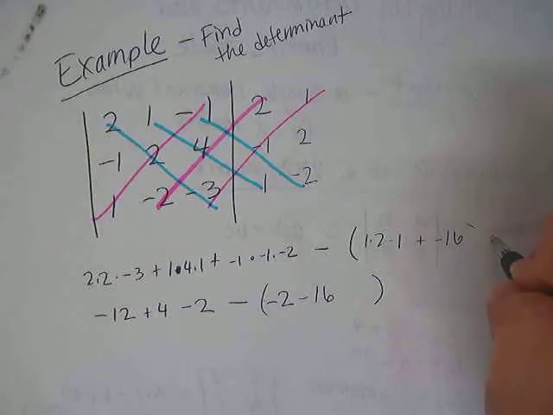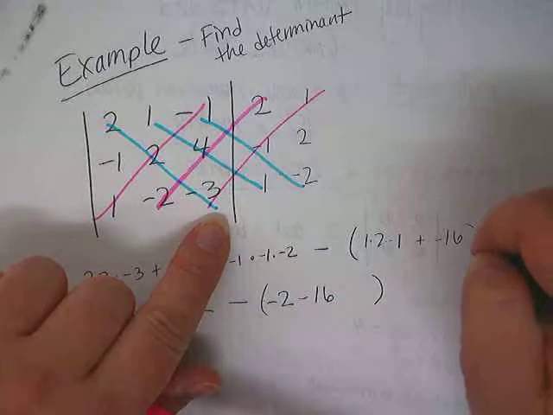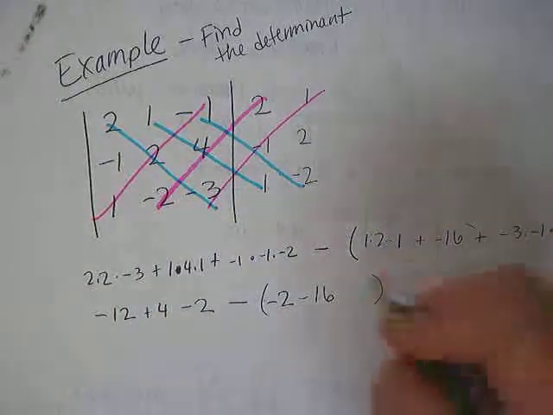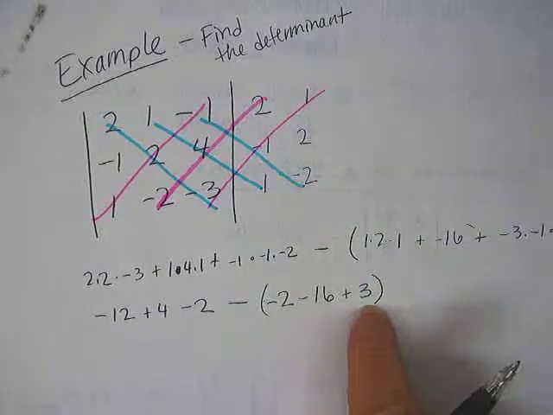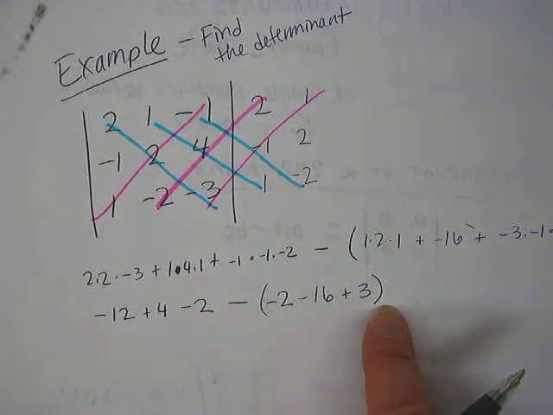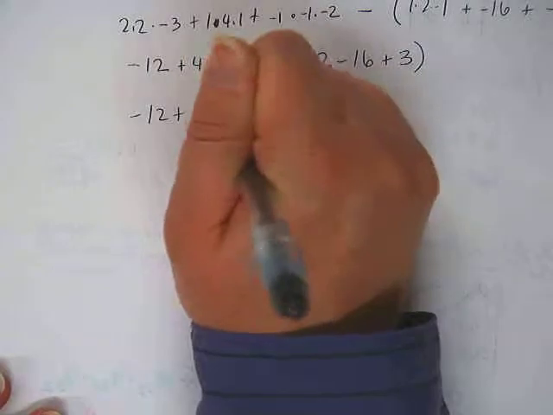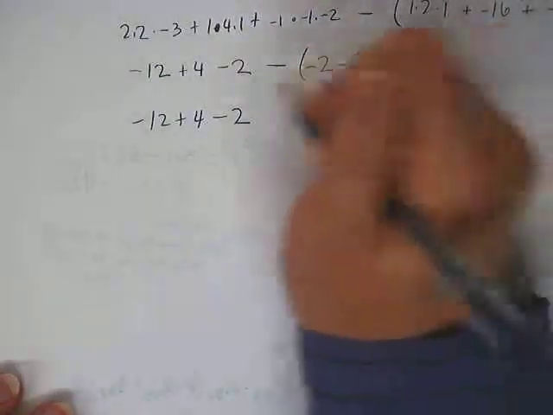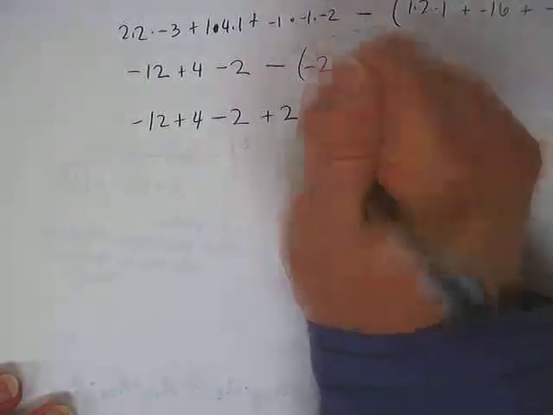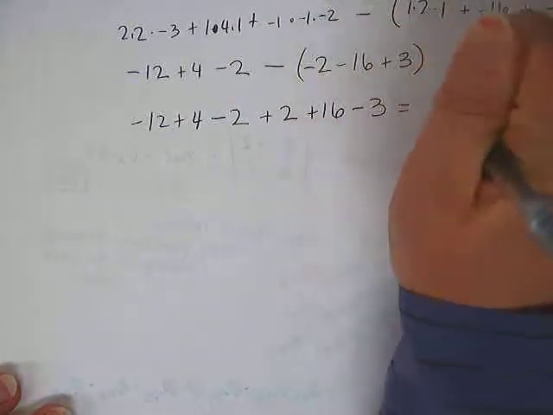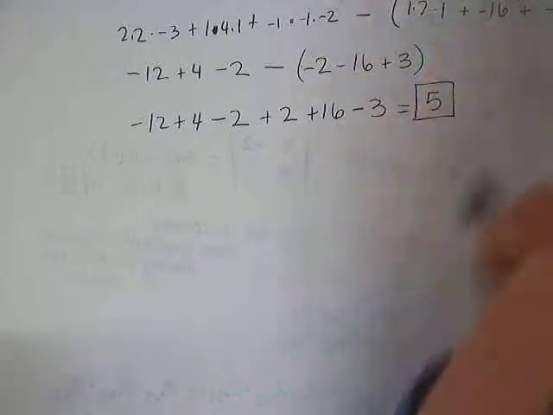And then the last one is, sorry, I'm not writing these out like I planned to. Negative 3 times negative 1 is positive 3 times 1 is positive 3. So since that's a plus 3 but we're subtracting it, it ends up making it a negative 3. Okay, so we end up with negative 12 plus 4 is negative 8 minus 2 is negative 10 plus 2 is negative 8 plus 16 is positive 8 minus 3 is 5.